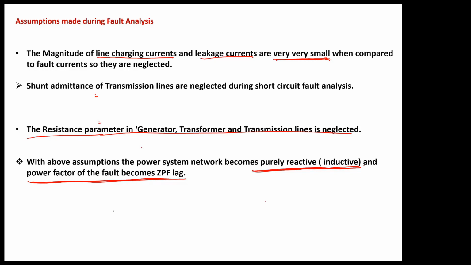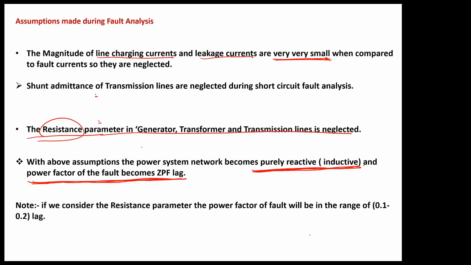We have already seen how the system looks in the per unit impedance diagrams. The network becomes purely reactive, and the power factor of the fault current is ZPF lag, because we have neglected the resistance parameter in all the system elements. If we consider the resistance parameter in the system elements, then the power factor of the fault current will be in the range of 0.1 lag to 0.2 lag. This is a note: if someone asks in objective questions, if you completely neglect the resistance, it is ZPF lag; if you consider the resistance, the power factor will be 0.1 to 0.2 lag. These are the assumptions made during fault analysis.